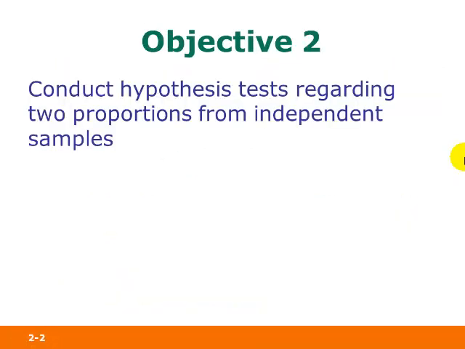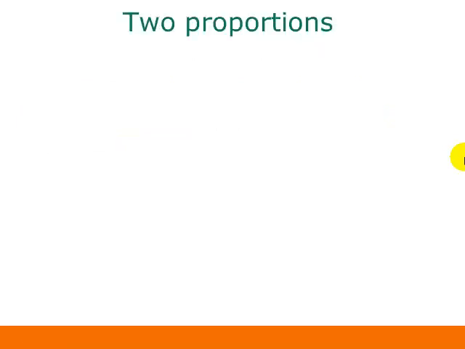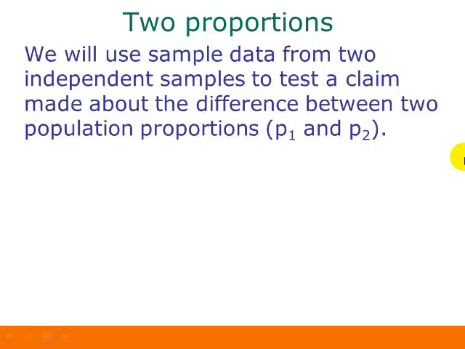So objective 1 is to conduct hypothesis tests regarding two proportions from independent samples. So when we have two proportions, that means we'll be using sample data from two independent samples to test a claim made about the difference between the two population proportions. So we'll call these P1 and P2.